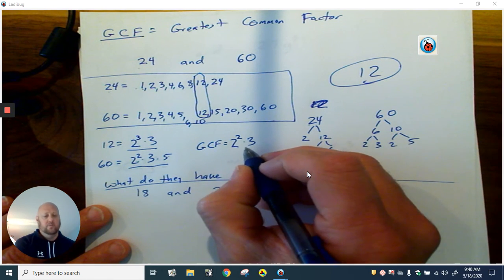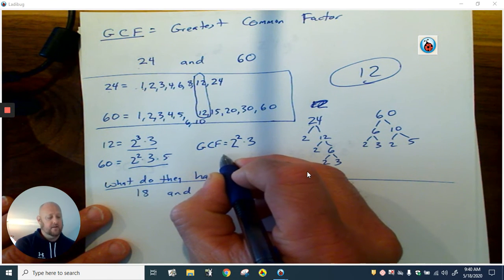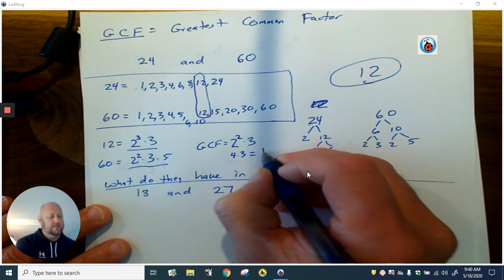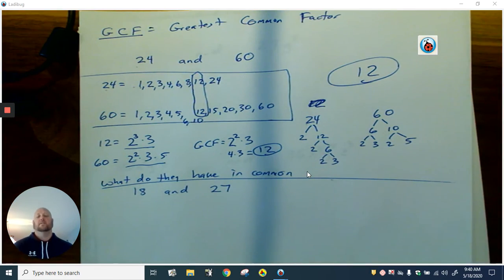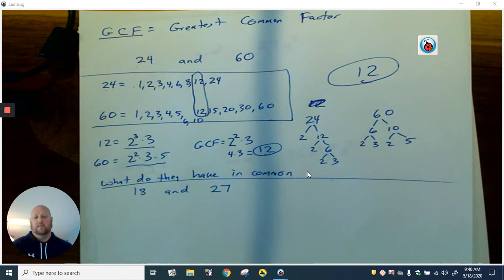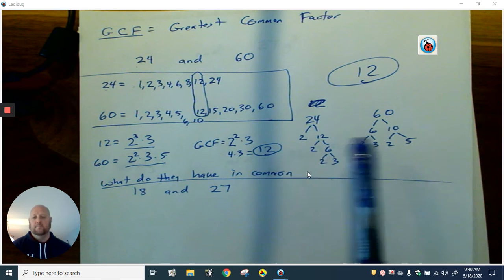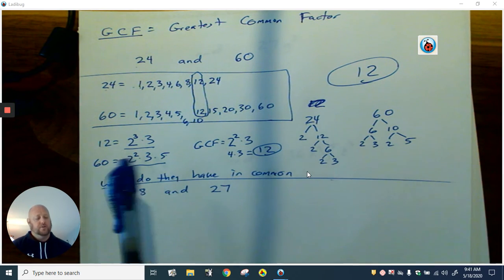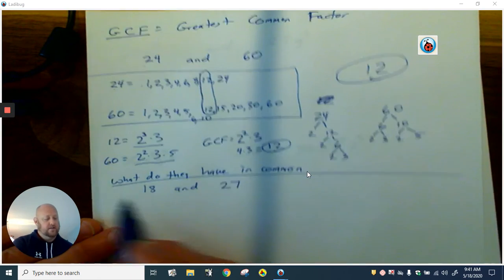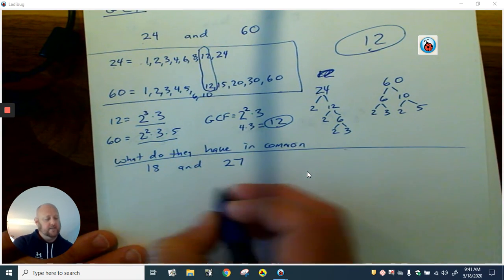And now all you do is you multiply that back together. So 2 2s is 4. 4 times 3 is 12. So again, you get the same answer. This, to me, is a much more reliable method, okay? It doesn't take much time to break them down. Once you have them broken down, it's pretty easy to find the answer. Let's try another example here. Let's take 18 and 27.